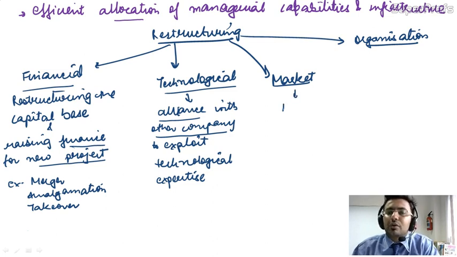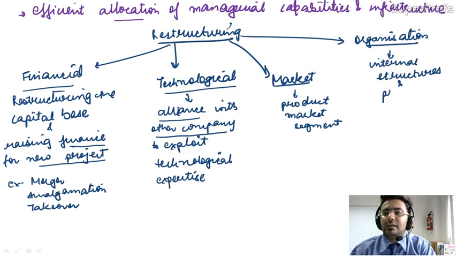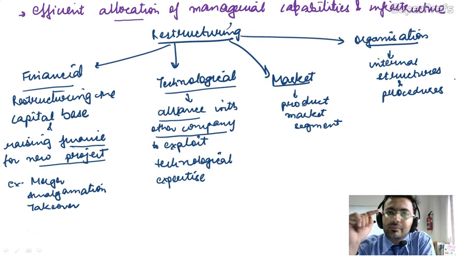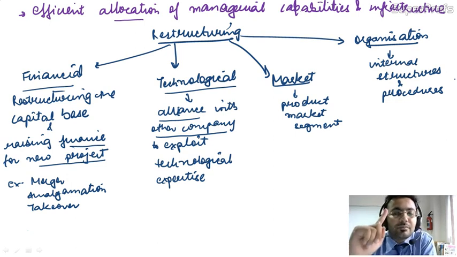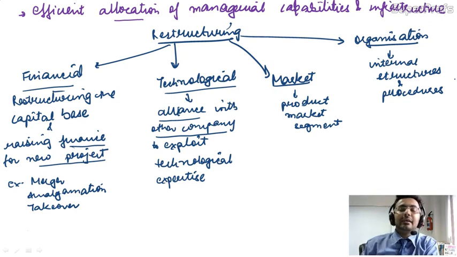Market restructuring refers to product segment, market segment. And organizational restructuring means internal structures and procedures. How is that generally done? Let us suppose that there's a particular loan which has to be financed by ICICI Bank. A company wants to avail a loan from ICICI Bank. Now the company approaches ICICI Bank.